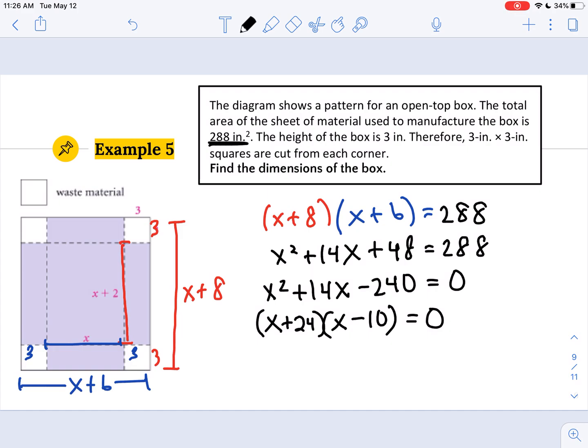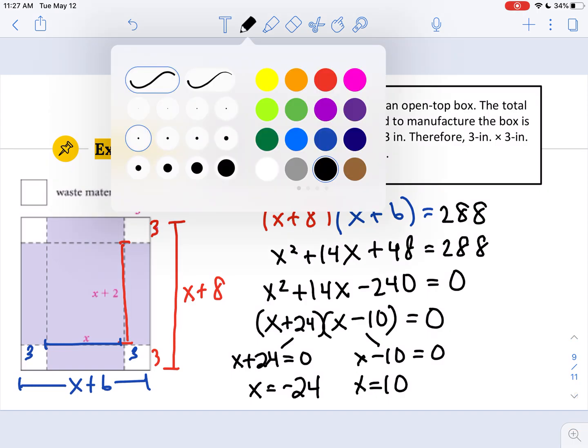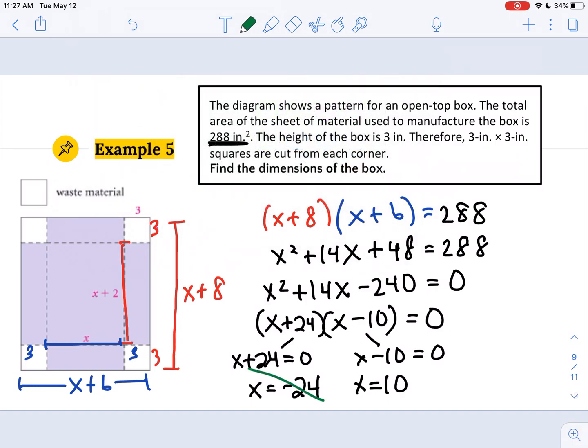From here I'm going to solve each equation and apply the zero product property. I have x plus 24 could equal 0, x minus 10 could equal 0. To solve this, I get x equals negative 24 and x equals 10. Now in this case, it looks like we have two solutions. However, in the context of this problem, I know my x can't be negative, right? I can't have a negative dimension. So I'm going to eliminate the negative solution, x equals negative 24.